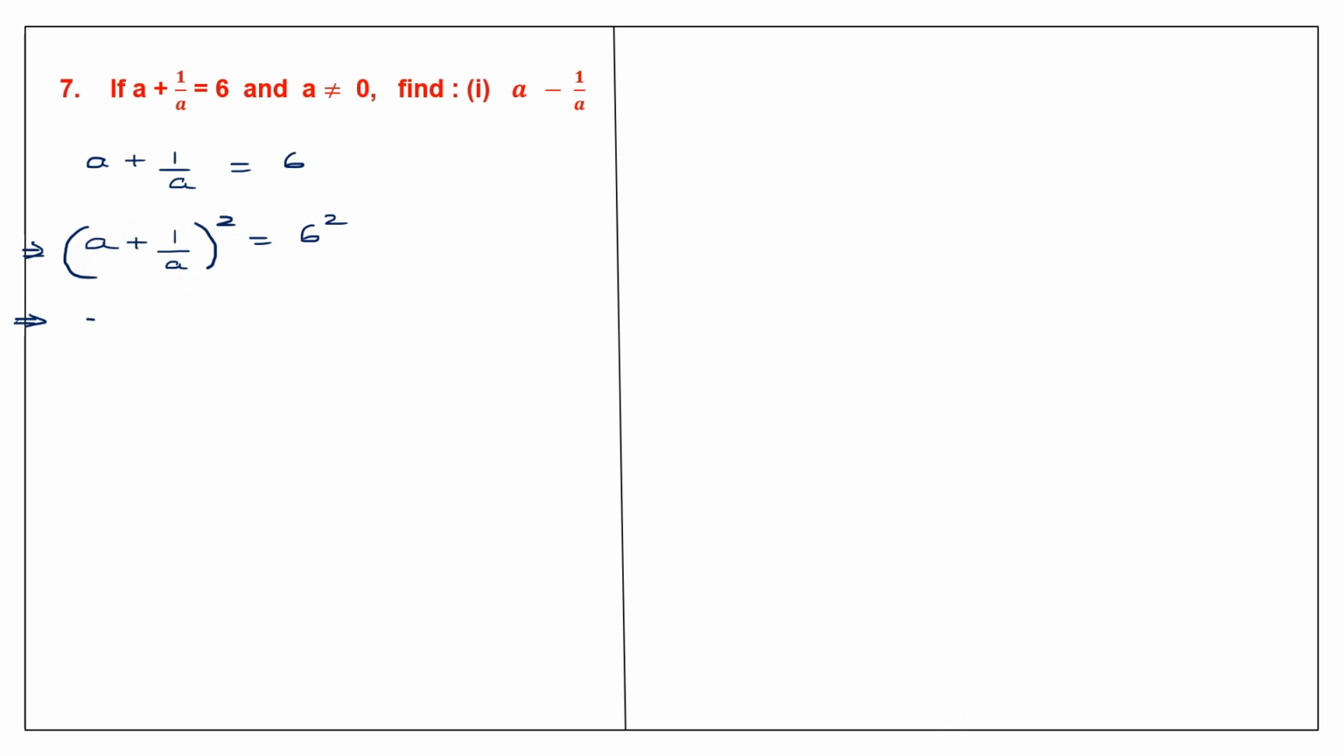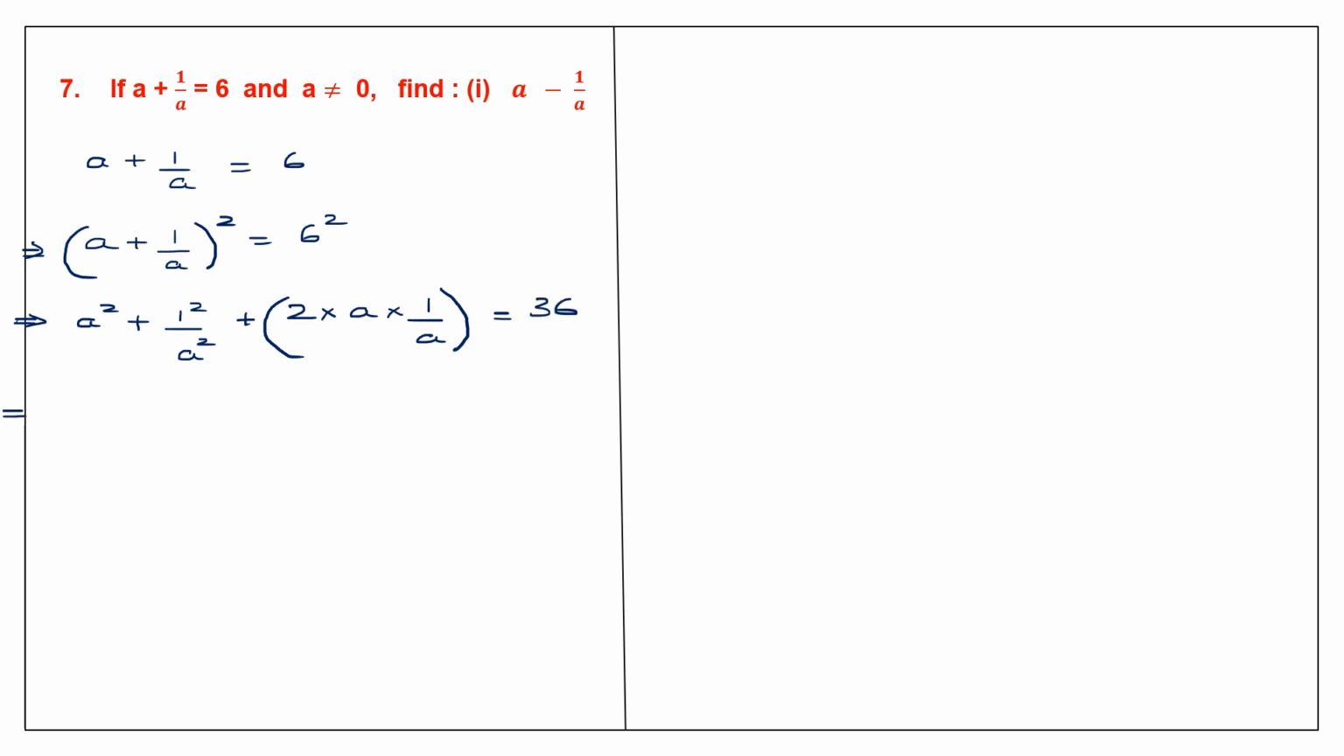So that will be a square plus b square, which is 1 square by a square. So 1 by a the whole square, plus 2ab, that is 2 into a into b, which is 1 by a. So this is 2ab. And on the right hand side, 6 square is 36.